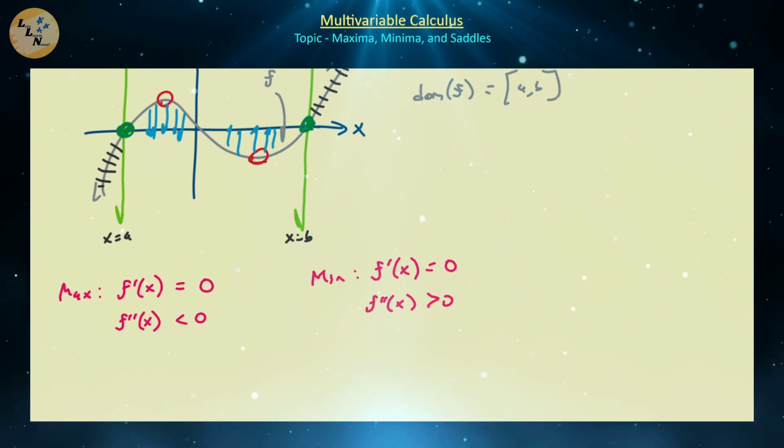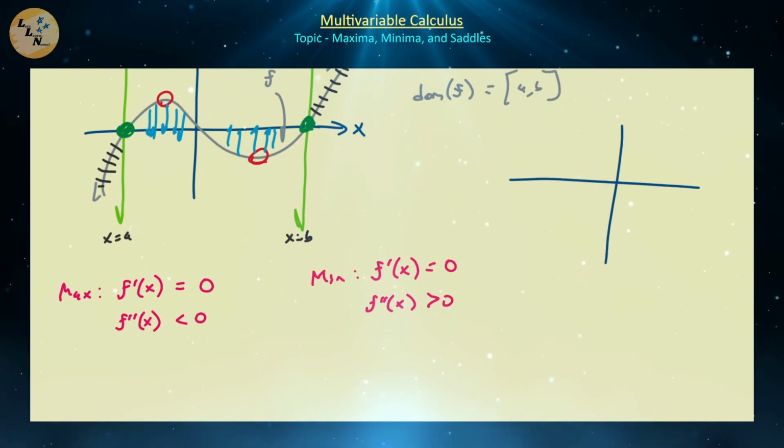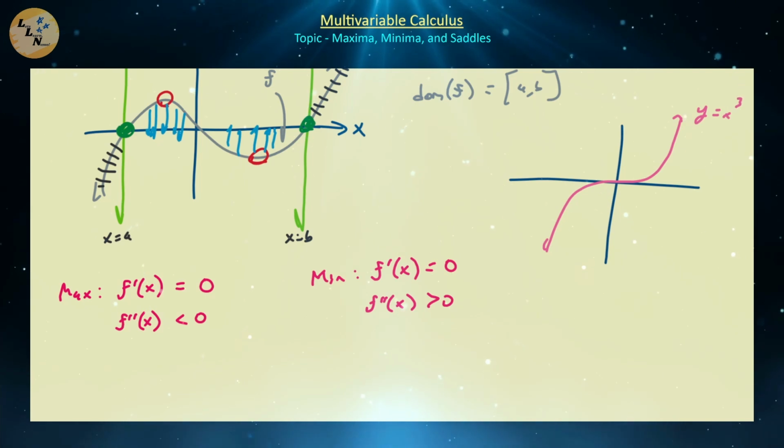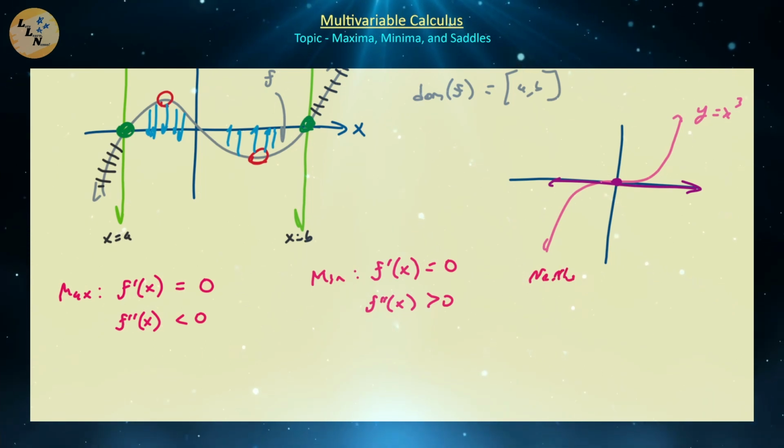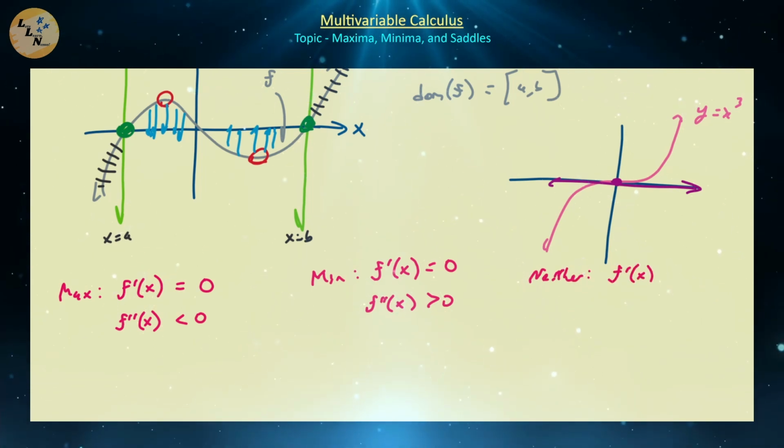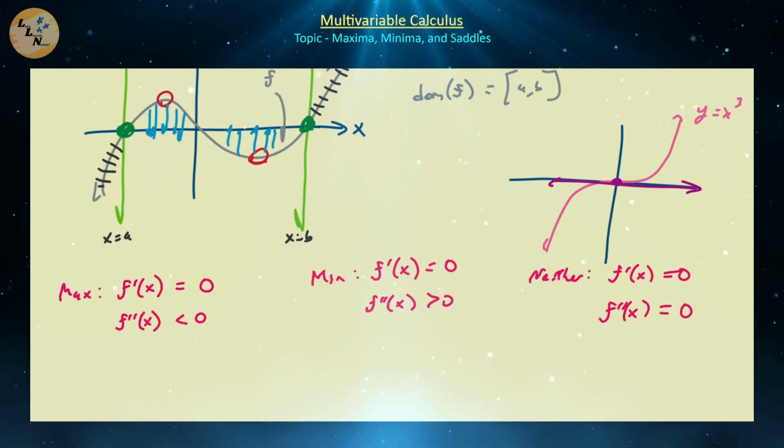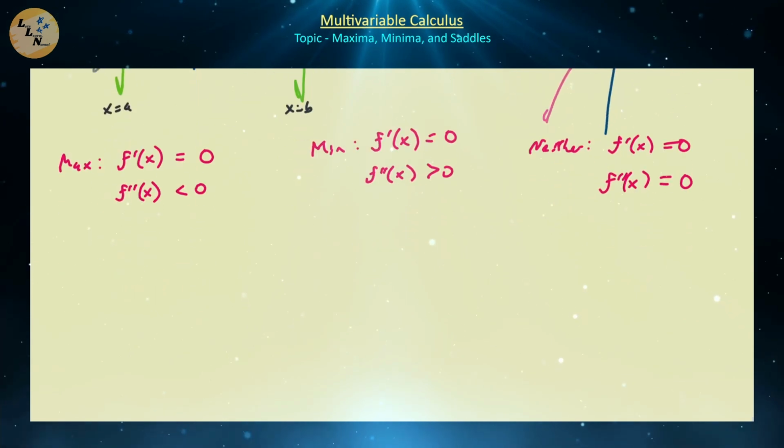Now, just because the derivative is equal to 0 does not mean that the curve has a maximum or minimum, because it could be something else. It could be a point like this. A basic example would be x cubed. Notice that at the origin we do have a horizontal tangent line, but it is neither a max nor a min. Obviously the derivative is equal to 0, but the concavity at that point is also equal to 0.